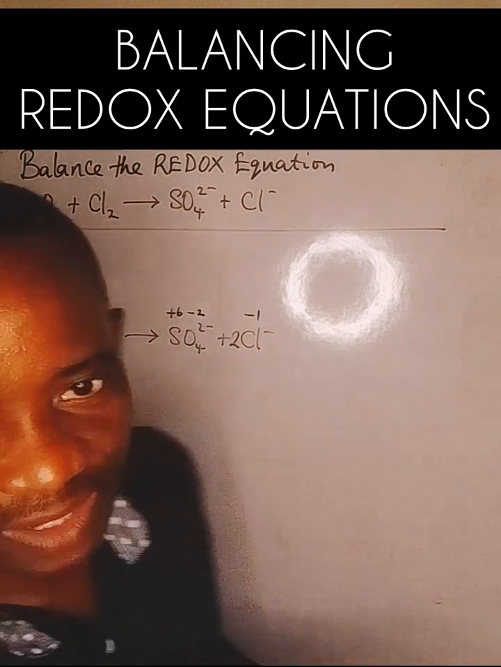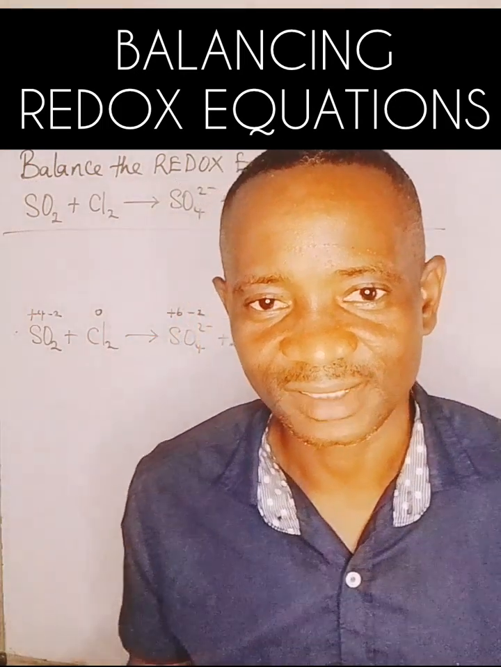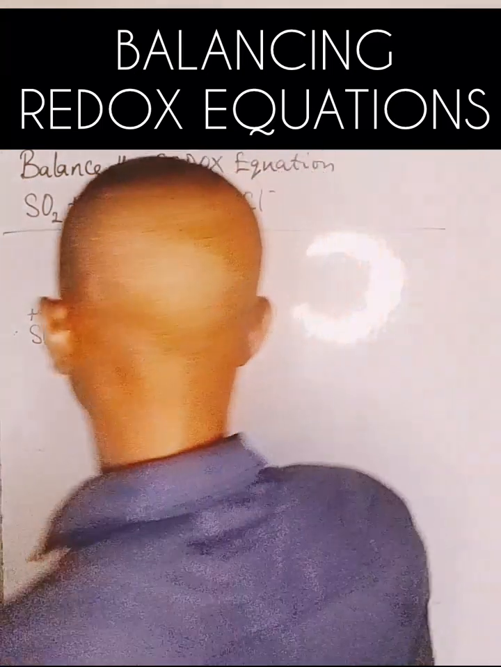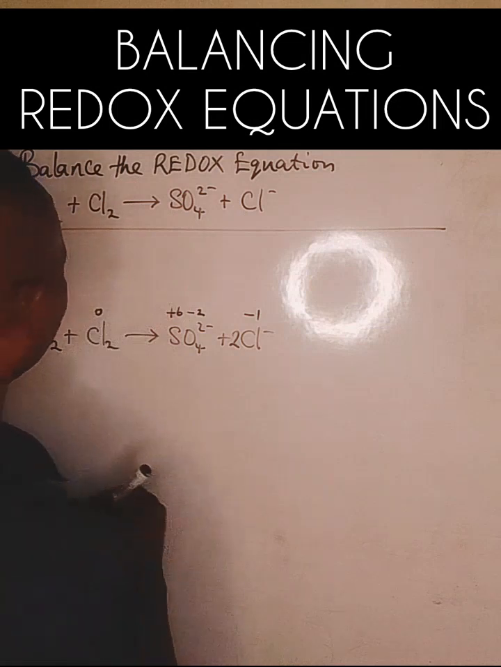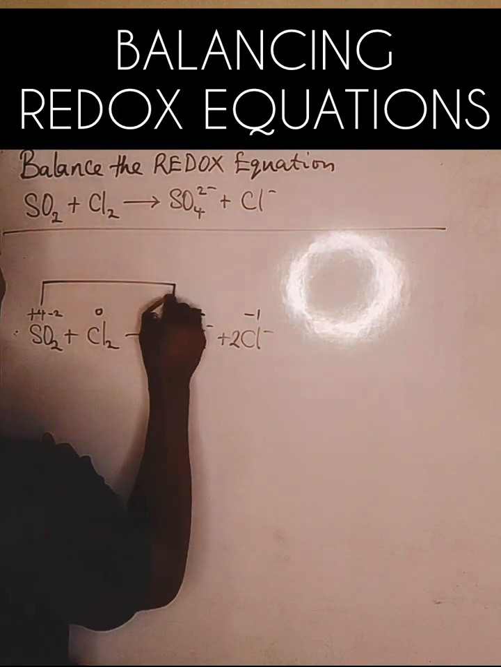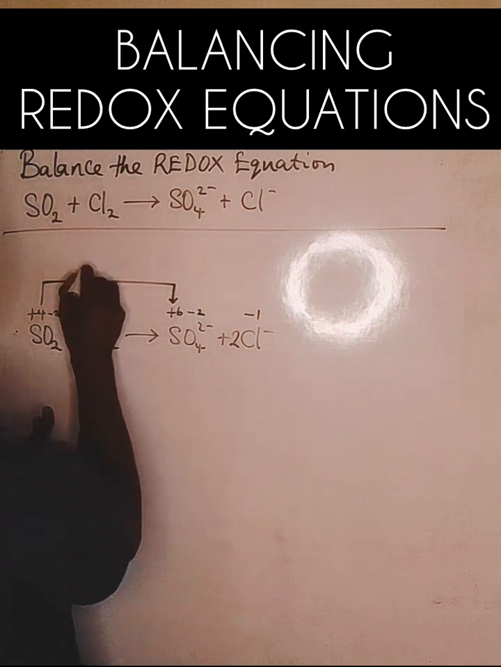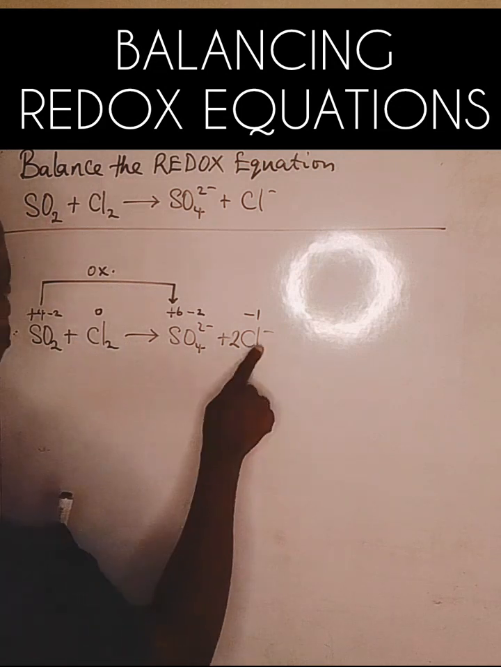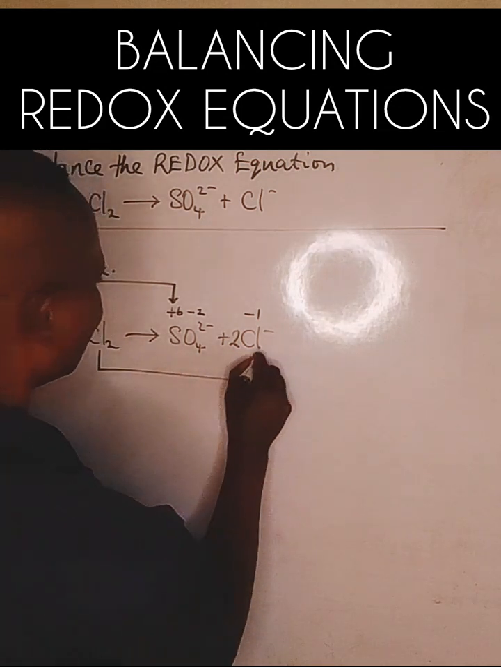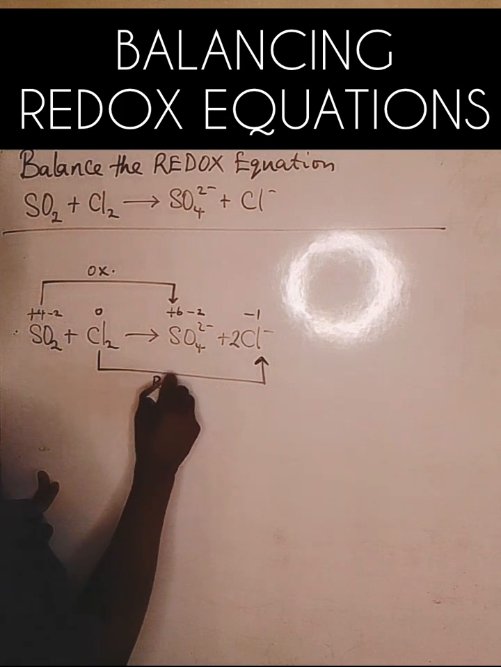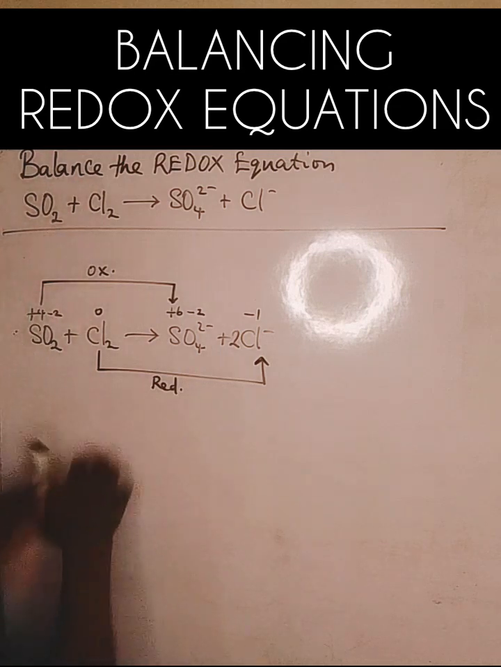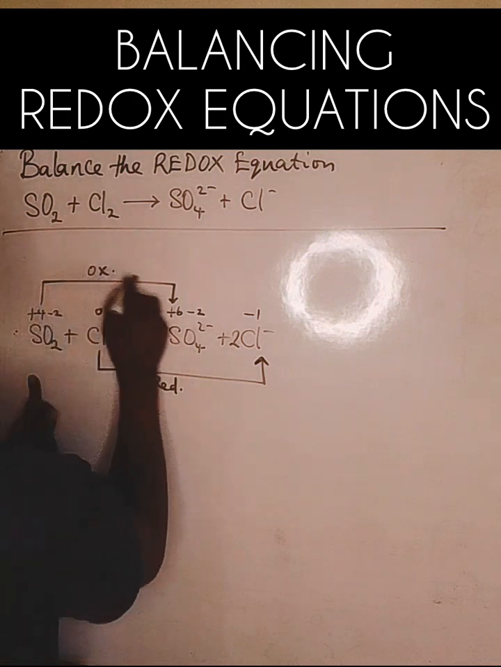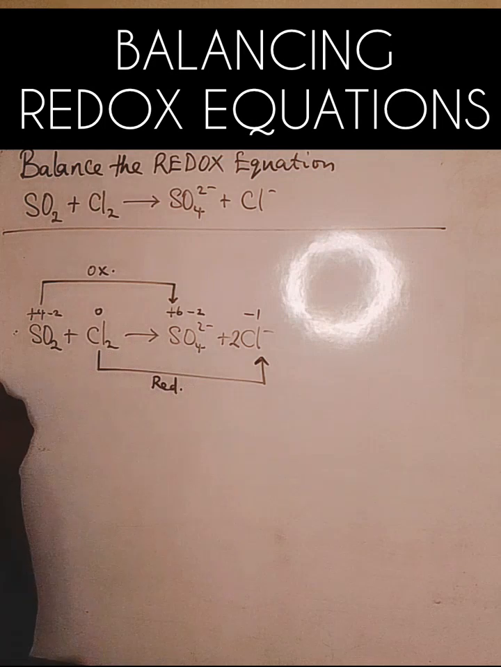After this, you now discover the elements whose oxidation numbers changed as they transform from reactant to product. So let's check. Sulfur is +4 here, and the product is +6. So the oxidation number of sulfur changed. It increased, and the increase in oxidation number is called oxidation process. Chlorine is from 0 to -1. It's a decrease. Decrease in oxidation number is called reduction. Having got this, we can now separate this redox equation into 2 half equations. This is the oxidation half and this is the reduction half. So let's separate it.